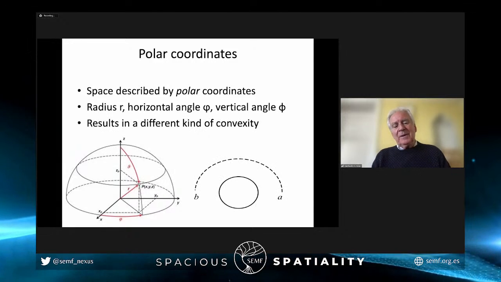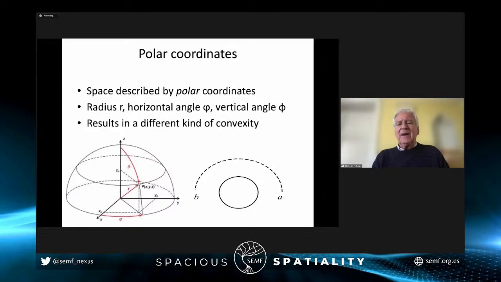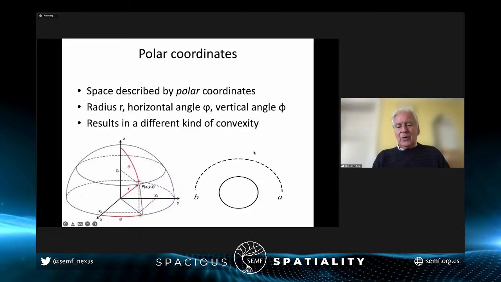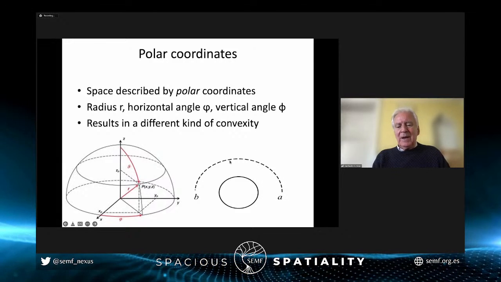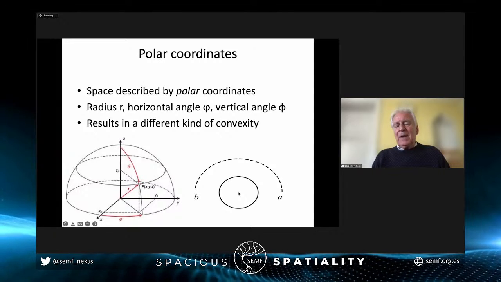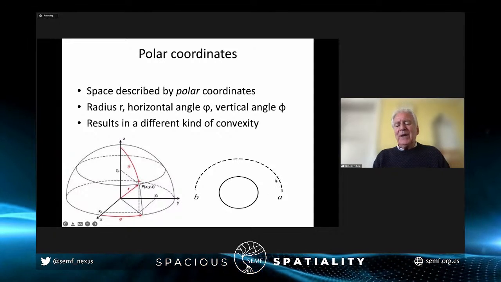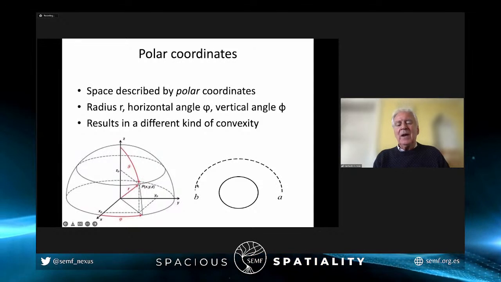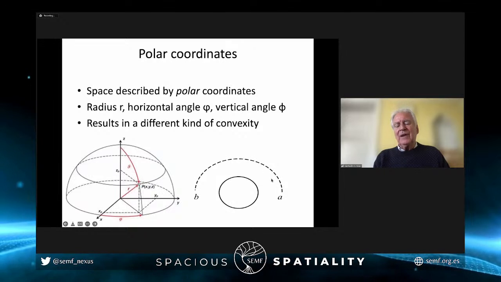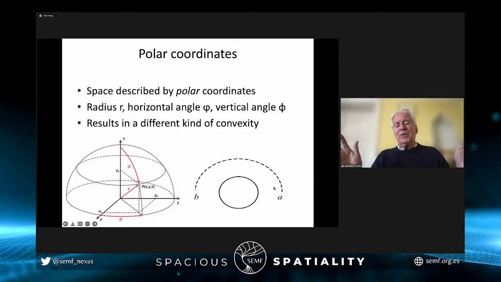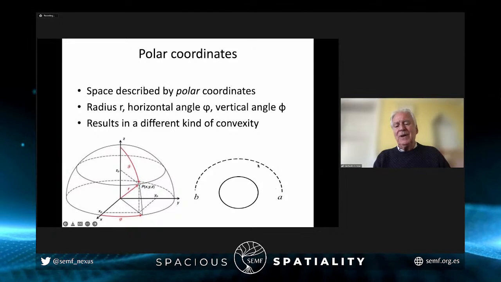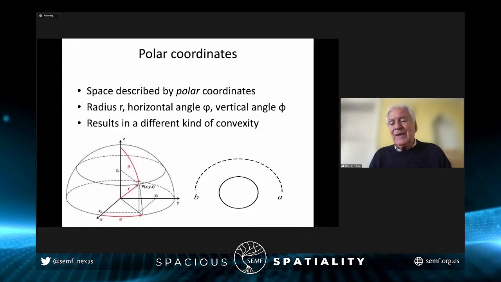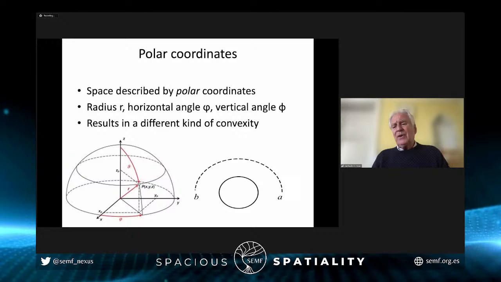And then the point about having polar coordinates is that it generates another definition of betweenness. So all the points between A and B here, if this is the origo, they have the same radius, but they vary in the horizontal angle, in the phi coordinate here. So these points on these hatched lines are actually all between. These are all the points that are between A and B here. So you get a different notion of convexity if you have polar coordinates than you have with Cartesian coordinates. And that's kind of interesting.